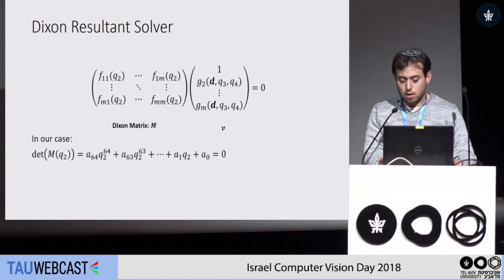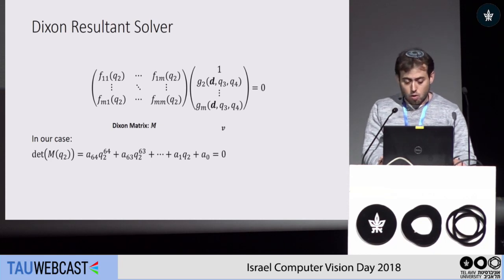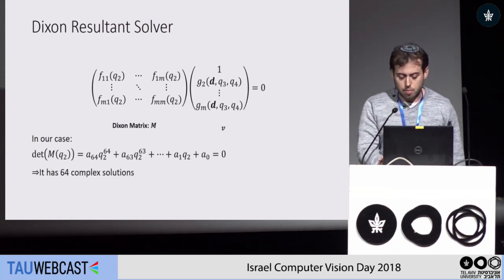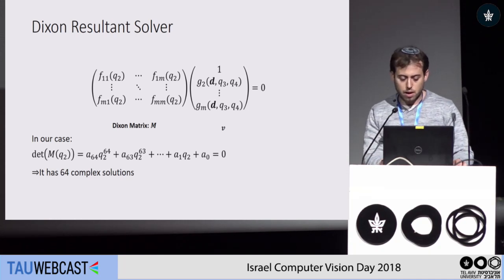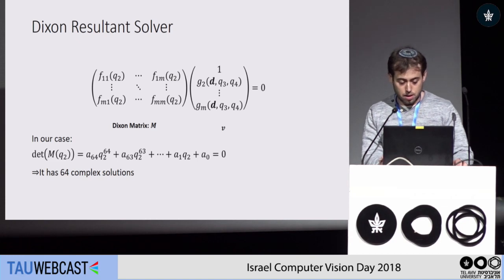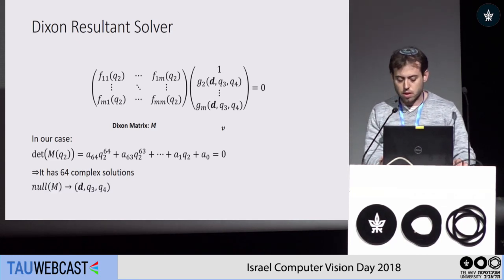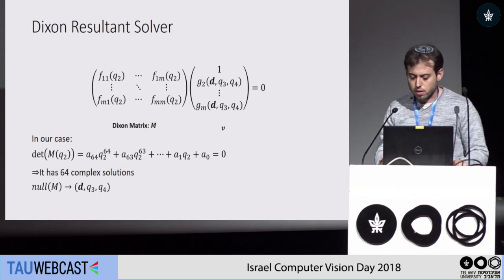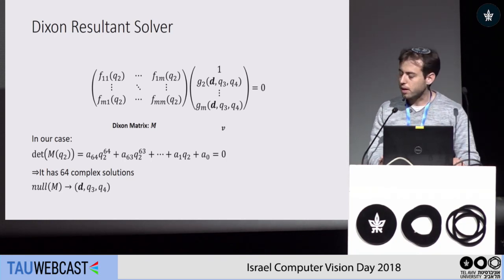So we can solve Q2 by solving the determinant of M of Q2 equals 0. After opening this term, we can see that this is a polynomial equation with one unknown which has 64 complex solutions. So this is actually compatible with our theoretical BKK bound. Now, given the solution for 2Q, the rest of the unknowns can be extracted from the null space of M. More details of the Dixon resultant solver and how this matrix is created can be found in our paper.